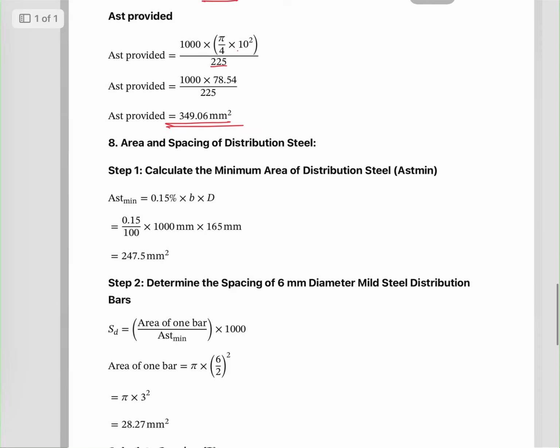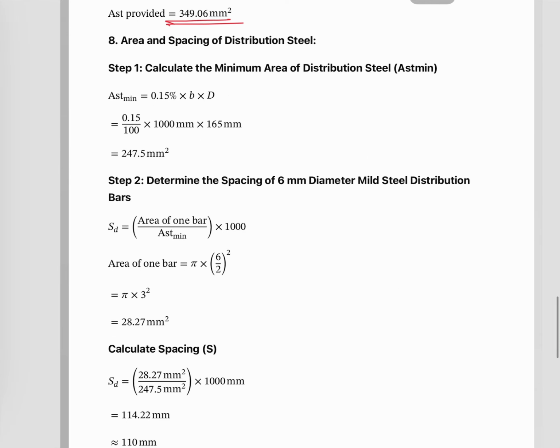Now let's identify the area and spacing of the distribution steel. First of all, Ast minimum is nothing but 0.15% into B into D. It means 0.15 divided by 100, B is 1000 and D, the effective depth, is 165 mm. So it becomes 247.5 mm square.